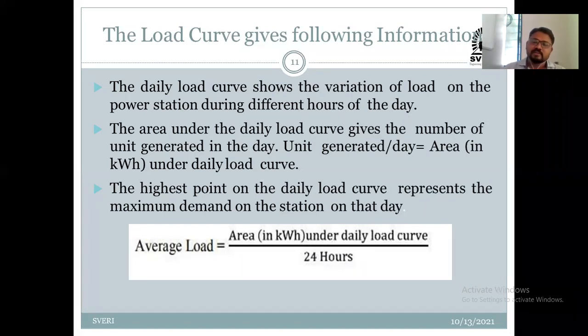Then we have seen another important point, that is the average load. So what is the formula for finding out the average load? The formula is area under the load curve divided by 24. Why have we taken 24 here? Because in one day we have 24 hours. That's why we have taken it as 24.